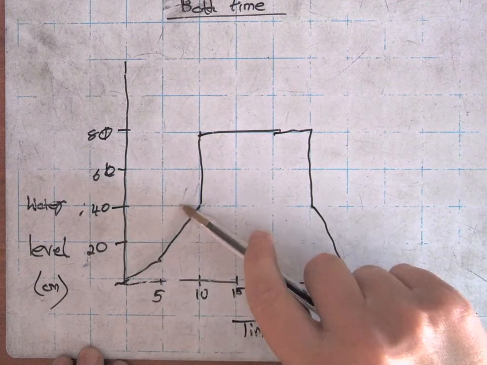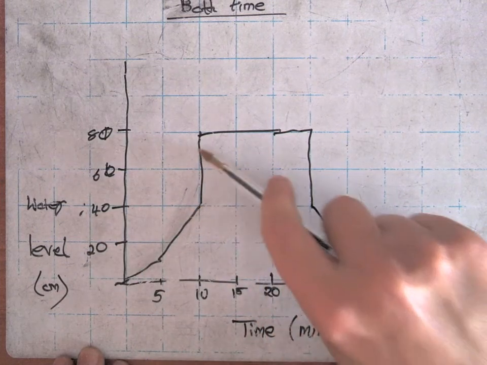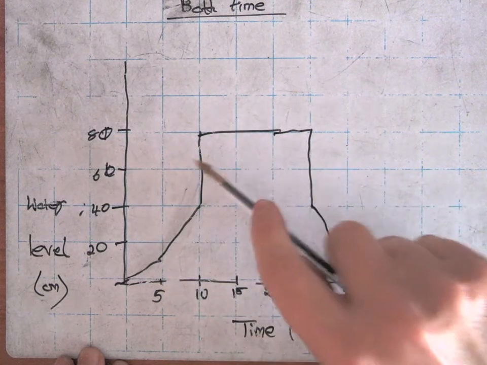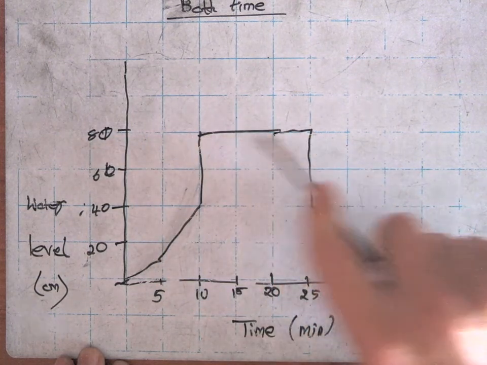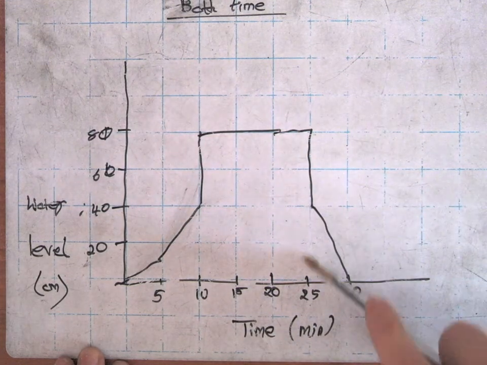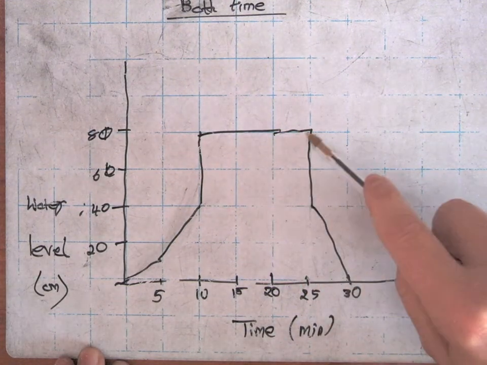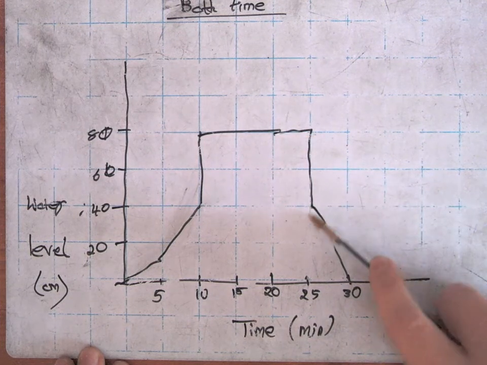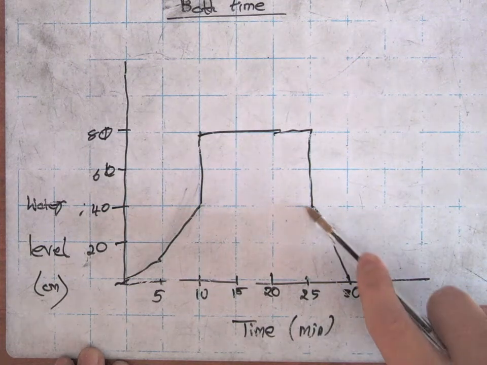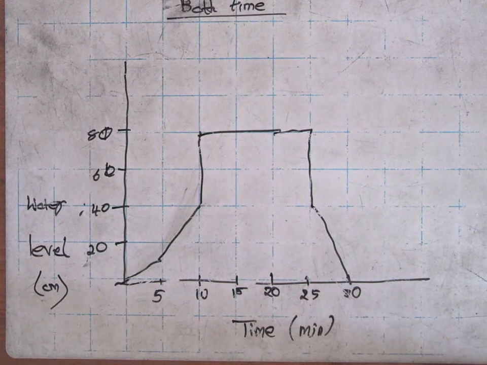When they got into the bath, the water level went up, because they're now sitting inside it, up to 80 centimeters. There was no movement there from 10 over to 25, so they sat in the bath for 15 minutes. Then they got out of the bath, so the water level went back down, and then they obviously took out the plug, because the water just emptied out. So these are just examples of distance time graphs, and that's it for this section.